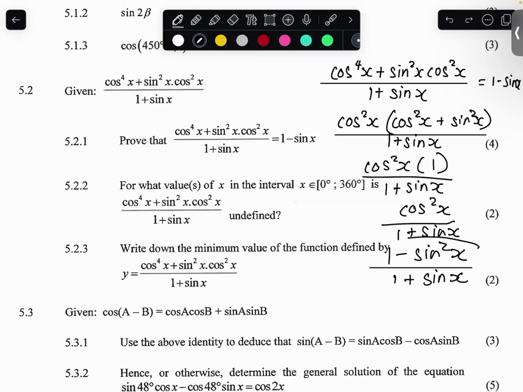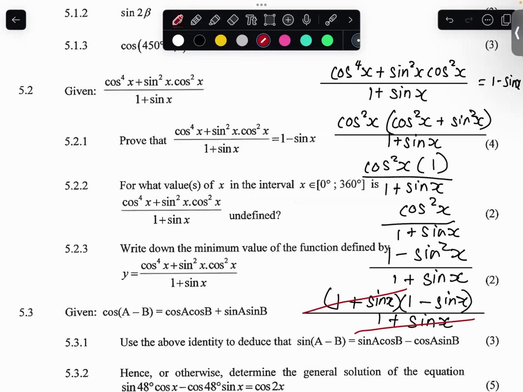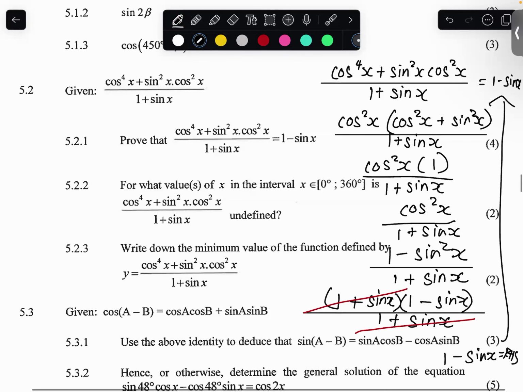Right? Then this is the difference of 2 squares. You're going to open up a double bracket. This stays the same. Difference of 2 squares, square root of the first plus minus square root of the last. So square root of the first is 1 and 1 plus minus square root of the last is sine x and sine x. What cancels is this 1 plus sine x with that 1 plus sine x, and you're left with 1 minus sine x, which is equal to your right-hand side of 1 minus sine x. Right. Okay.